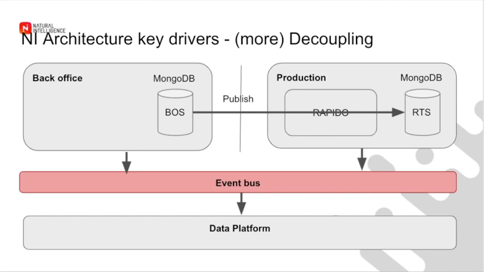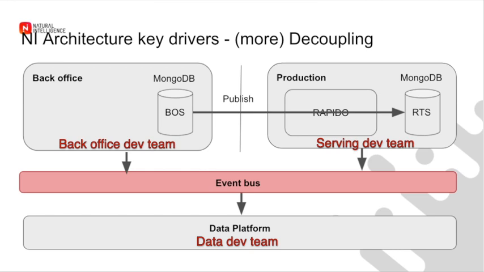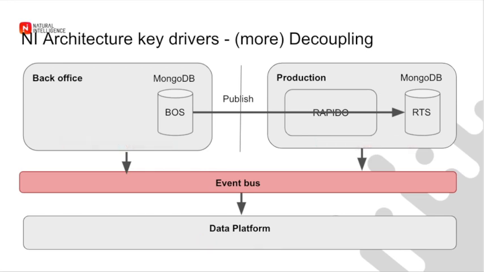But that is not enough. We love decoupling, so we added another decoupling layer. We introduced an Event Bus, which allows us to decouple events running from our system towards our data platform. It allows us to decouple between development teams, so we have a serving team and we have a data team. But all we have to do now is to agree on a contract, guidelines to assist us on how to transfer events from one system to the other. Aviem will speak about it in a few minutes.